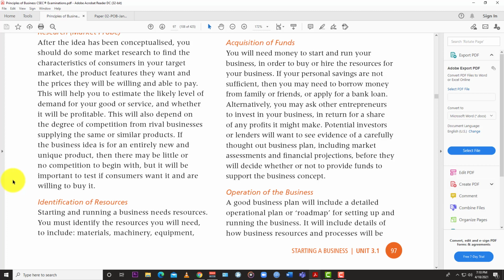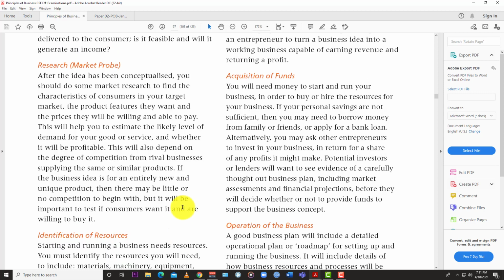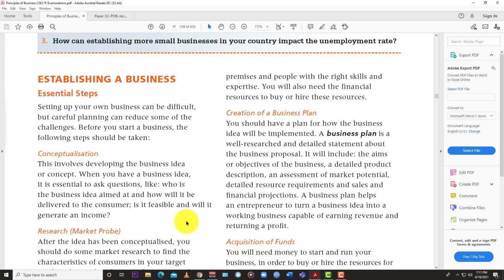Then you have identification of resources. So you conceptualized, you did the research, now you have to identify your resources. Starting and running a business needs resources. You must identify resources you will need, including material, machinery, equipment, etc.